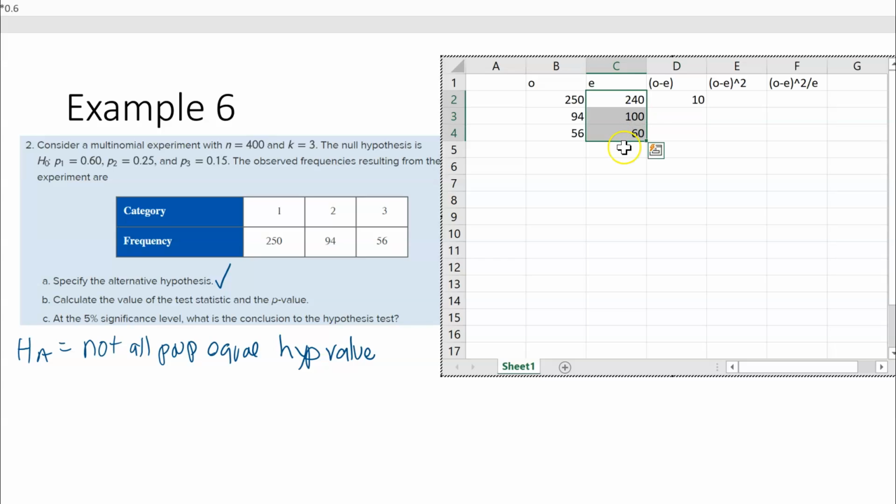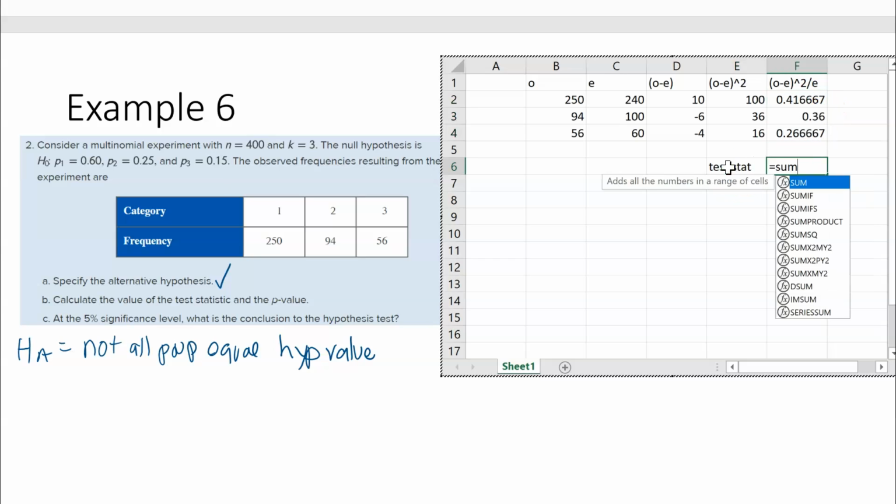Pause here, make sure everything's greater than 5. We're all good. We don't have to do anything like we did in the last problem in the last video. Always want to double check that. Some funky things can happen and you can combine categories like we did before. Divide by E. All right, and then our test statistic is the sum of this column.